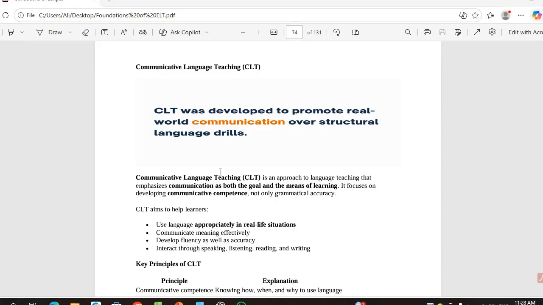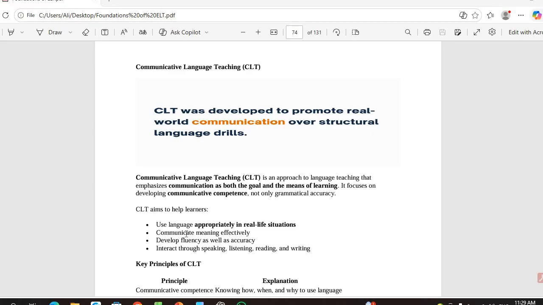So, communicative language teaching is an approach to language teaching that emphasizes communication as both the goal and the means of learning. When we teach students language so that they use it to communicate, this is communicative language teaching. It focuses on developing communicative competence, not only grammatical accuracy like other methodologies such as the grammar translation method.